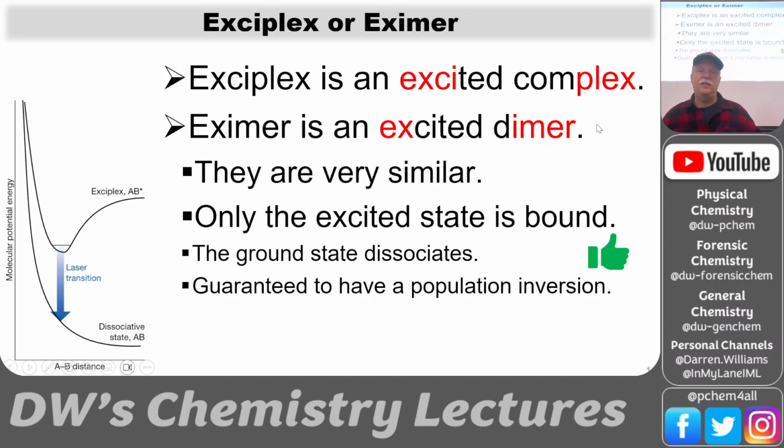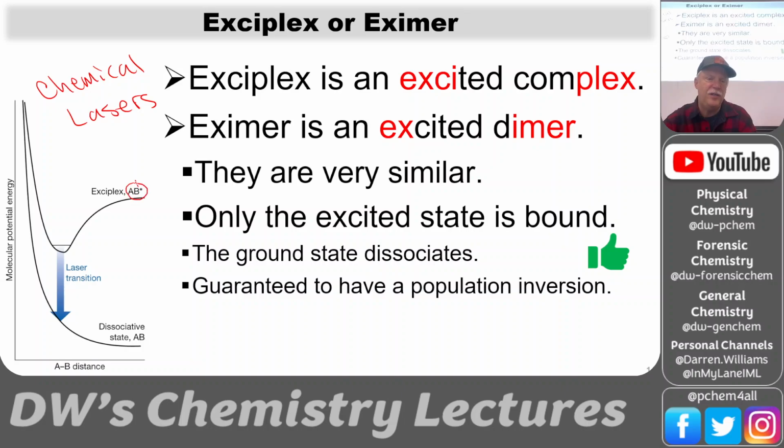Now let's look at this. This is a strange laser. It's called an exaplex laser, or some people call them excimer lasers. So exaplex is an excited complex, and an excimer is an excited dimer. And so these are also called chemical lasers. So we'll typically have some chemical reaction, or we'll excite an atom and have it form a dimer when it's excited.